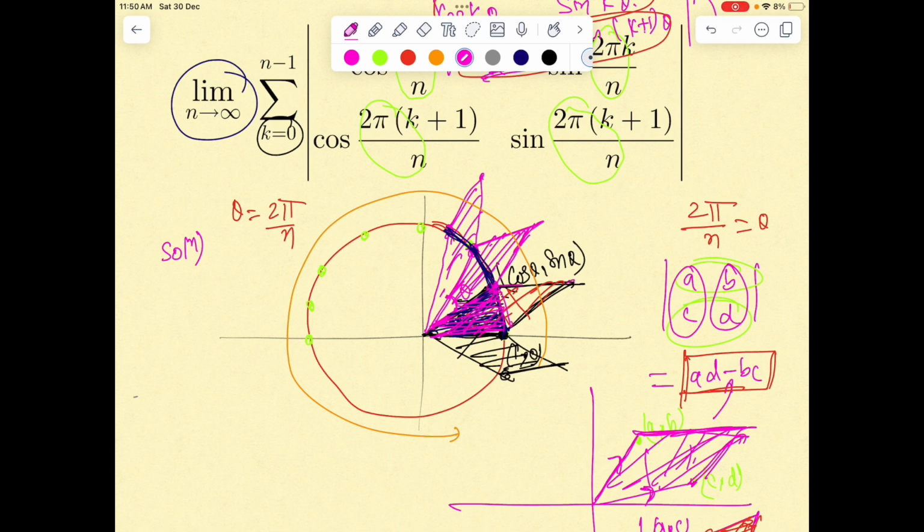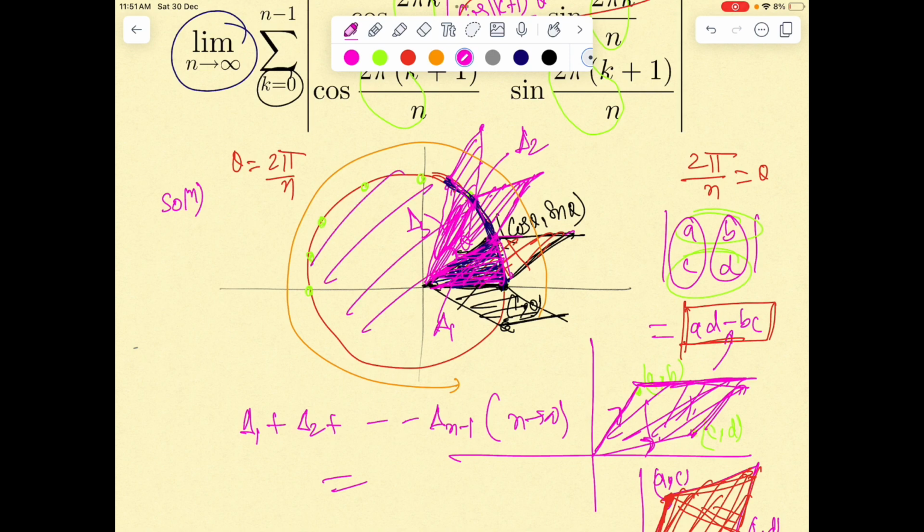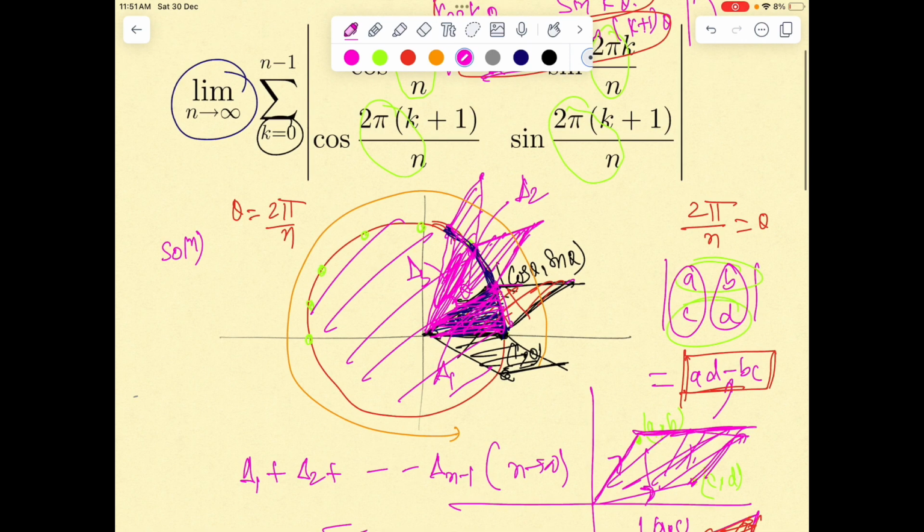Let's call that delta. Then the area of this small arc will be delta 1. Similarly, the area of the other segment will be delta 2. The area of the other half segment will be delta 3. And now it's no wonder that if we add all the areas, delta 1 plus delta 2 till delta n minus 1, when n is very large, so till infinity, we are going to get nothing but the area of this entire circle.